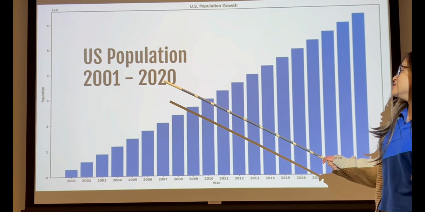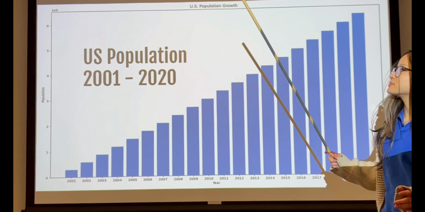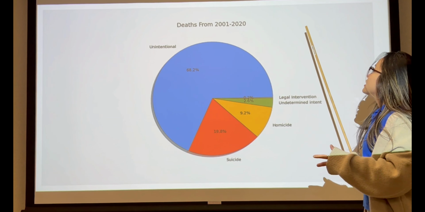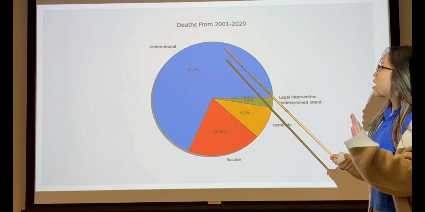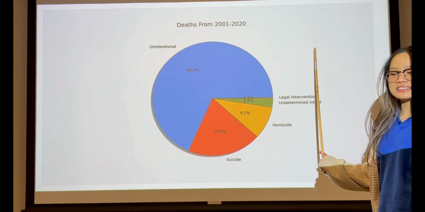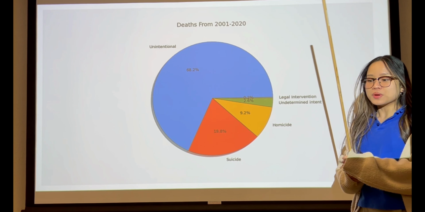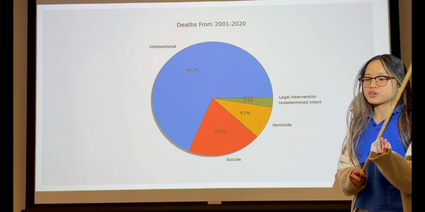However, this graph isn't all that impressive. This pie chart over here represents the types of death that occurred throughout the U.S. over the last 19 years. Through death, we can take a closer look at the structure of the U.S.